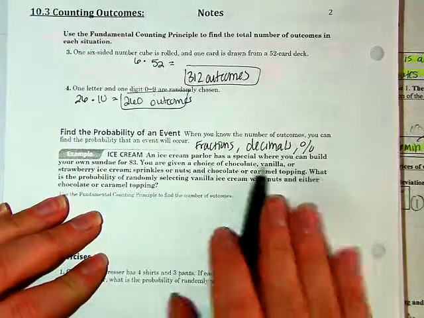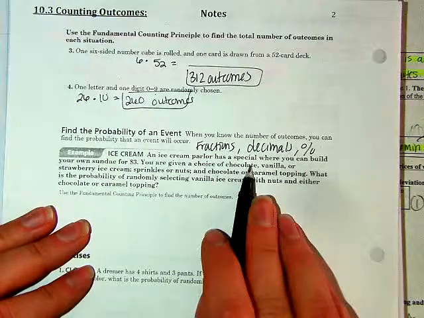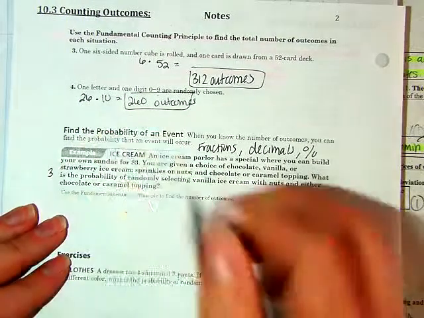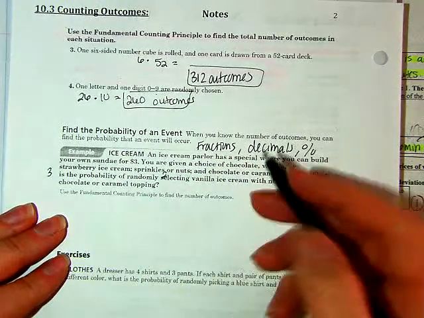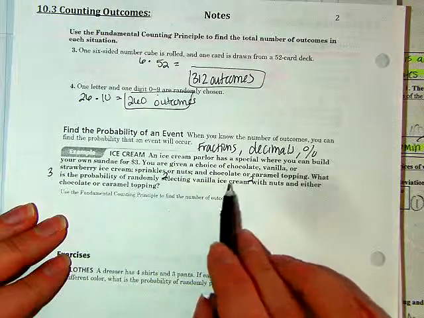So an ice cream parlor has a special where you can build your own sundae for $3. You're given a choice of chocolate, vanilla, or strawberry. Okay, so we've got three flavors. Sprinkles or nuts. Okay, so we've got 2 toppings. And caramel or chocolate, and 2 drizzles. So what is the probability of randomly selecting vanilla ice cream?